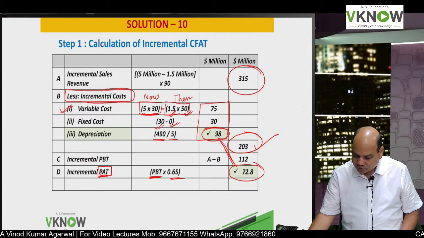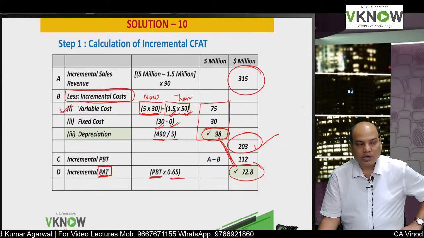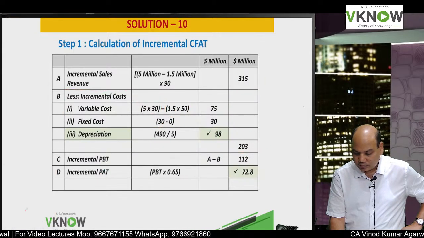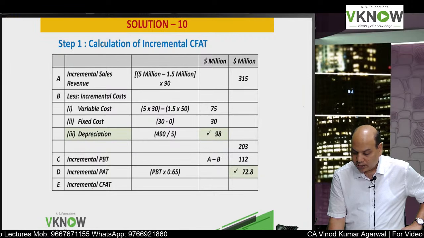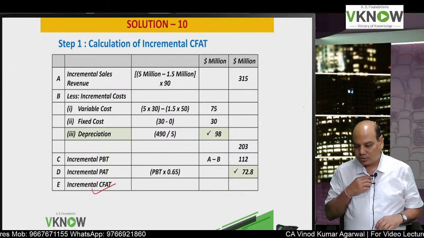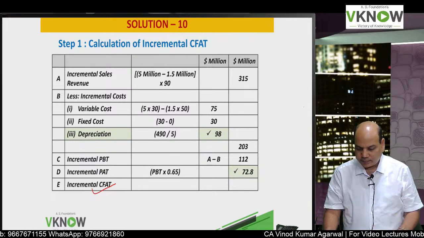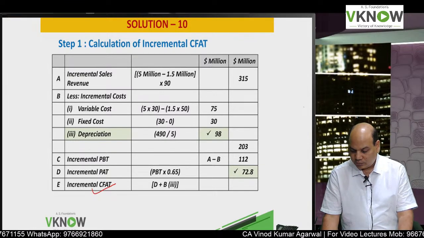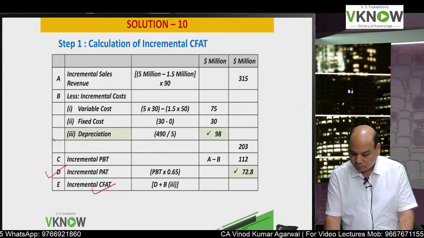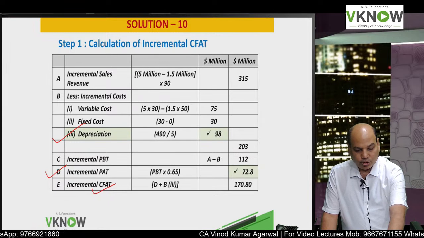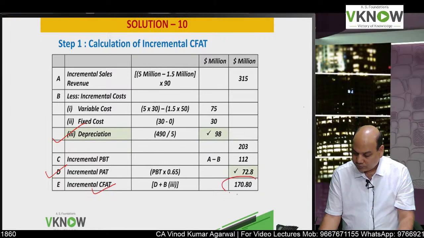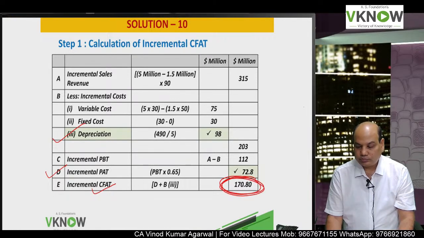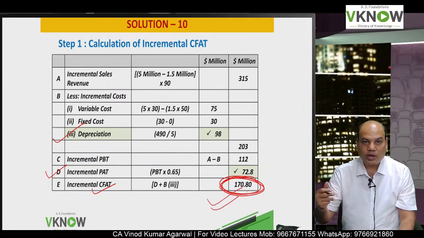So PAT plus depreciation. If I add PAT plus depreciation, what do I get? You will get incremental CFAT. And that is point number D plus point number B3. So how much is the answer now? 170.80. This I will require for NPV calculation.